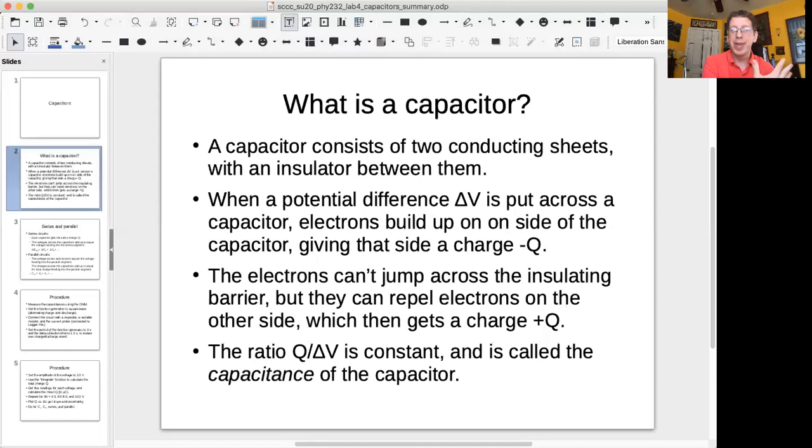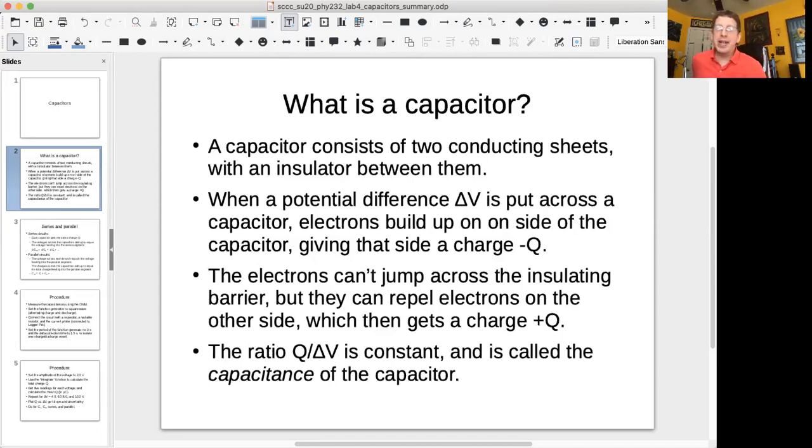So you get a buildup, you get a charge negative Q on the side that's facing the negative potential difference. Now those extra electrons can't jump across the insulating gap, but they can repel the electrons on the other side, and so those electrons get booted. And what happens is you have a charge positive Q building up on the opposite face of the capacitor, and the charge builds up until the potential difference across the capacitor equals the potential difference feeding in.